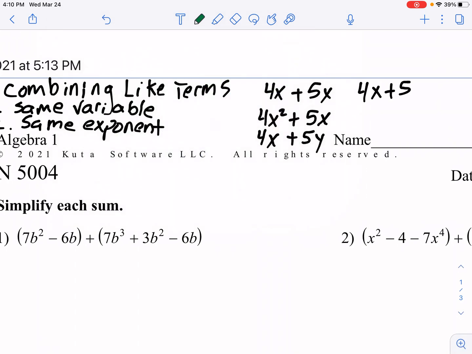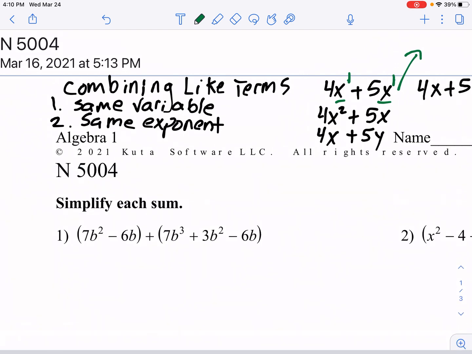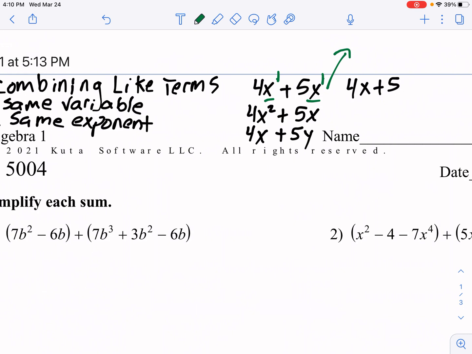So looking at the first one, 4x plus 5x, would those be considered like terms based on our definition? Well, yeah, they have the same variable of x, and they both have an exponent of 1, even though we don't see it. So we could combine those two together, 4x plus 5x, and together that would give us a total of 9x's, okay? I couldn't write it above, but we can put 4x's together and 5x's together to make 9x, okay?